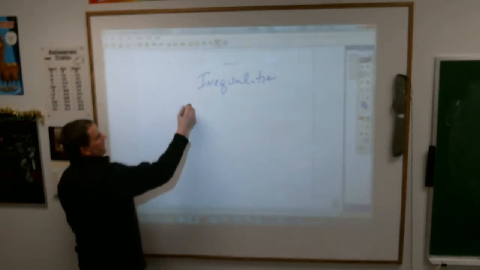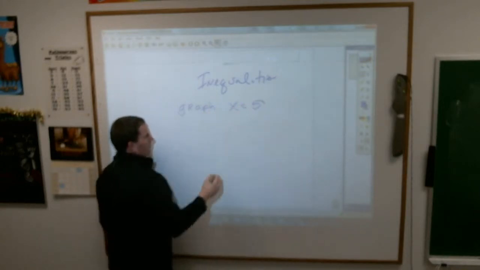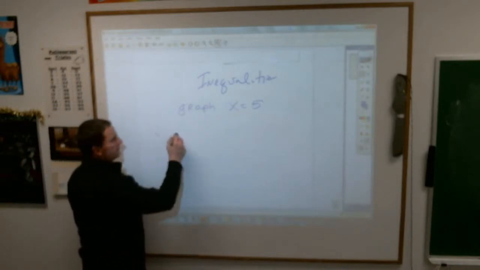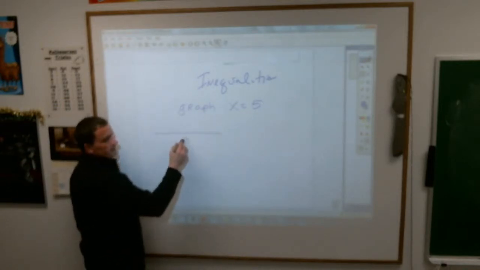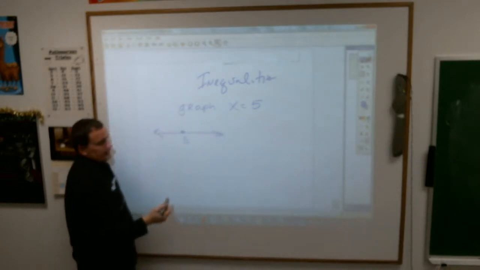If you were asked to graph x equals 5, it'd be a relatively easy thing to do. It would just look like this. Here's 5, there's a point there. That's all x can equal. It's 5. There's nothing else there.